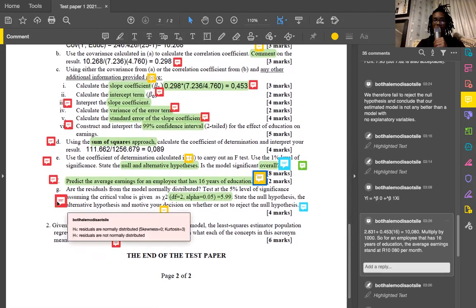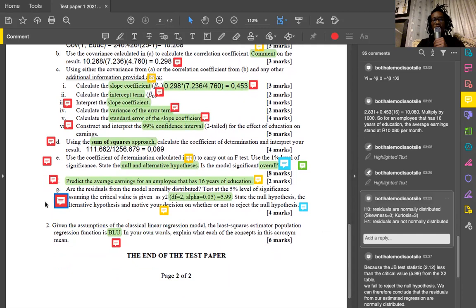Then the last sub question under question one is as follows. It's the Jarque-Bera test. I hope you managed to understand this.